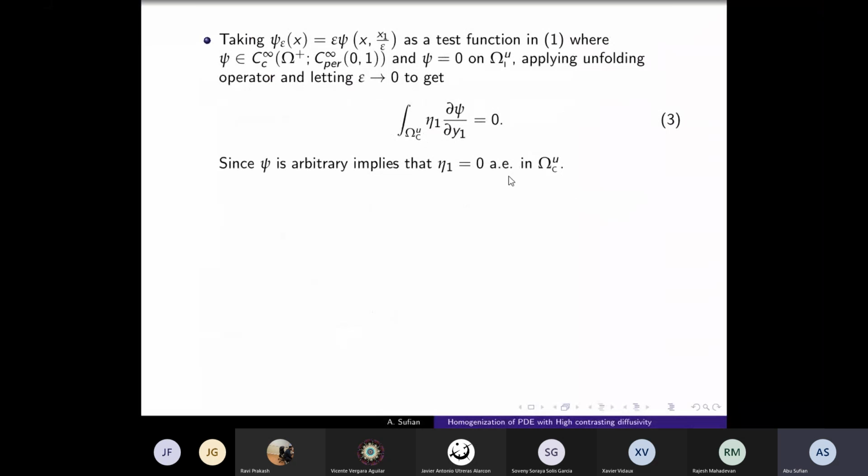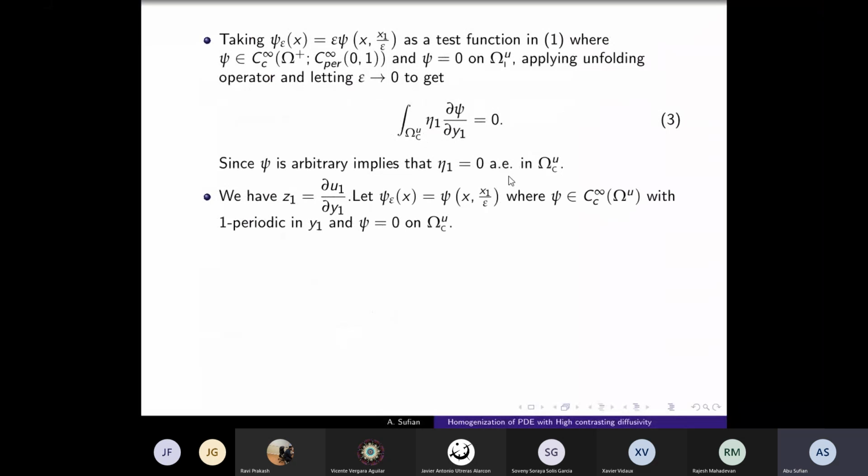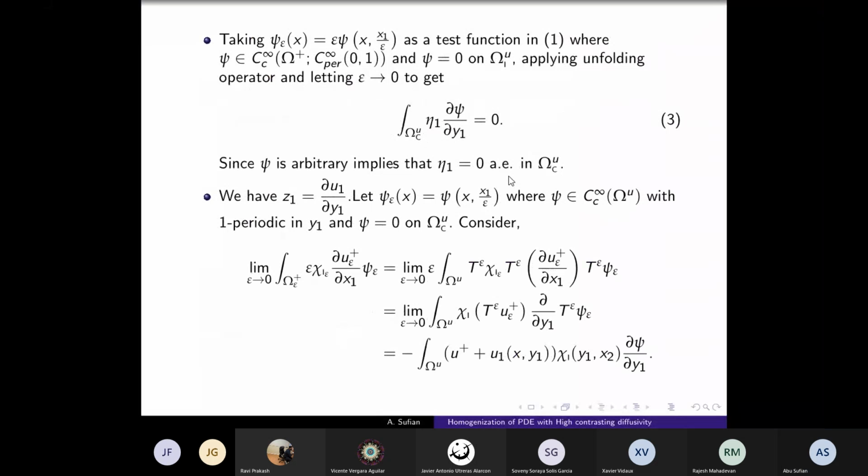Now we have to find what z1 is. So z1 is basically going to be your del u1 del y1. To see this, we're going to use a test function like this. Here psi epsilon(x) is psi(x, x1 by epsilon), where psi belongs to C infinity of omega iu, periodic in y1, but here psi is 0 on omega cu.